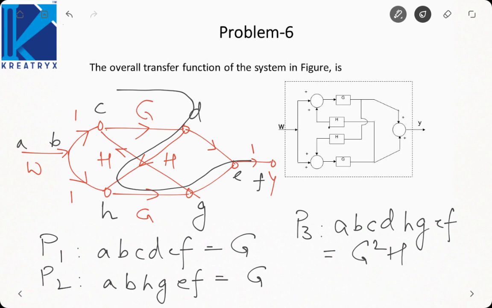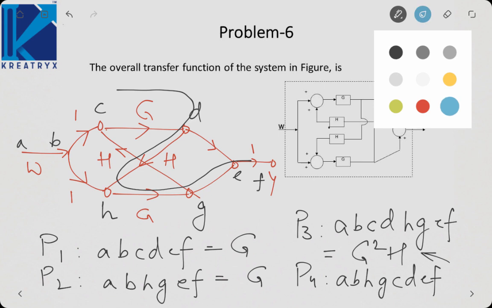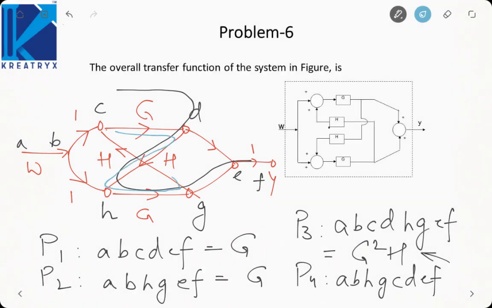Similarly, P4 is A, B, H, G, C, D, E, F. Their gain also will be G square H. So we have two forward paths with gain G and two forward paths with gain G square H. Now let us find out the loops. So loop would be something like this: C, D, H, G, then C. The gain would be G square H square.